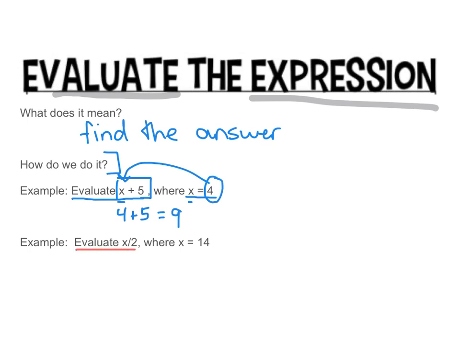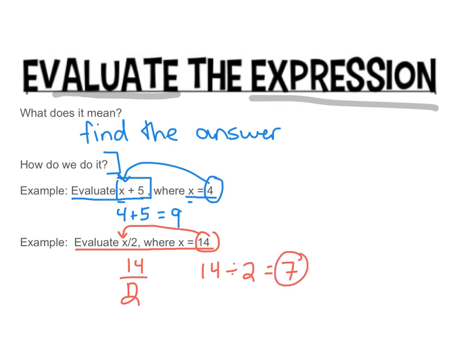Evaluate x divided by 2, where x is 14. Okay, I see 14. I see x. So I'm going to say 14 divided by 2. And I know 14 divided by 2 is 7. So 7 is the right answer. See, it's not too tricky. You just have to put the number wherever you see the variable.